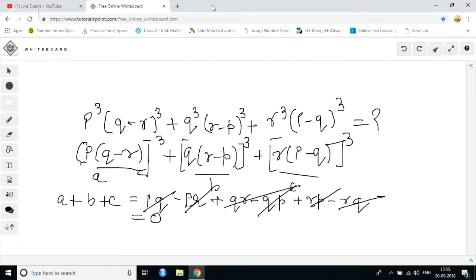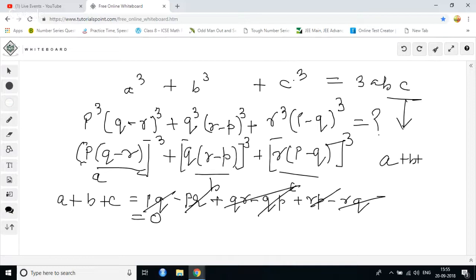And what is this? This is nothing but a cube plus b cube plus c cube. So the value of a cube plus b cube plus c cube is equal to 3abc when a plus b plus c is equal to 0, which I have already proved here. This is equal to 0.